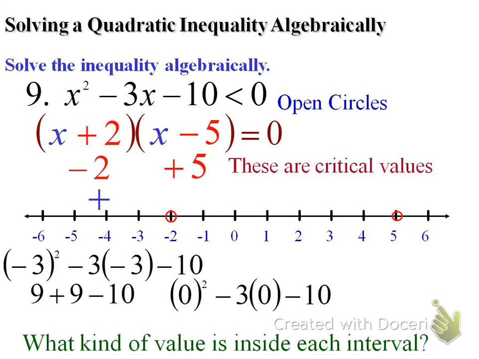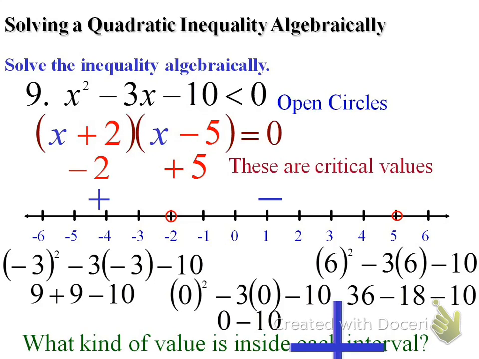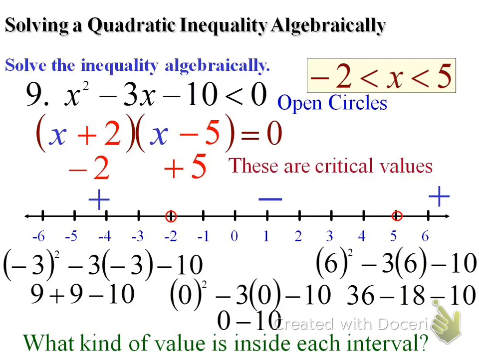We'll test 0 real quick. You could see you'd get negative 10. So that would be a negative value. And then again, over here, we'd be above the x-axis again. It'd be a positive value. So it's just kind of deciding, would your parabola be above the x-axis or below the x-axis? And then our question is asking us, where is it less than 0? Well, it's less than 0 in this interval right here where it's negative. So you would say negative 2 less than x, less than 5.